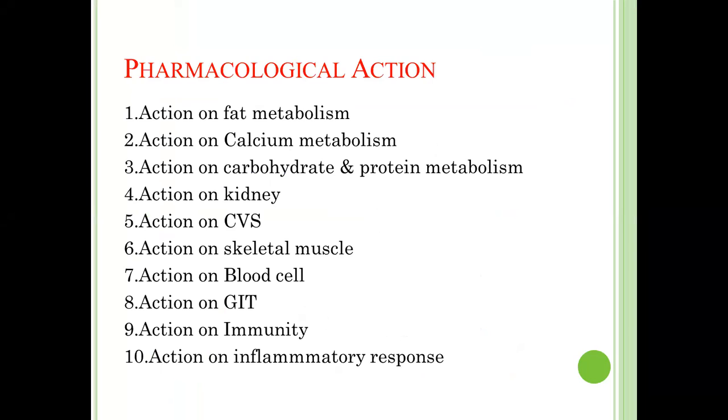Okay, then the action on blood cells, in which it increases the RBC and platelet count and decreases the WBC count. The next one is action on the GIT, that is the gastrointestinal tract, in which glucocorticoids increase the secretion of acid. If the secretion of acid increases, then what happens? Gas. Ulcer. Acidity causes ulcer. Does it directly cause ulcer?